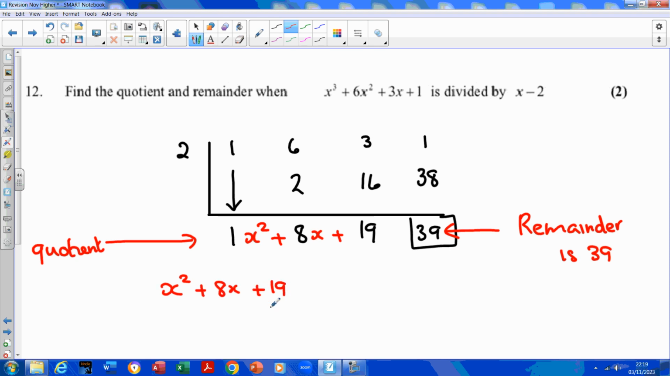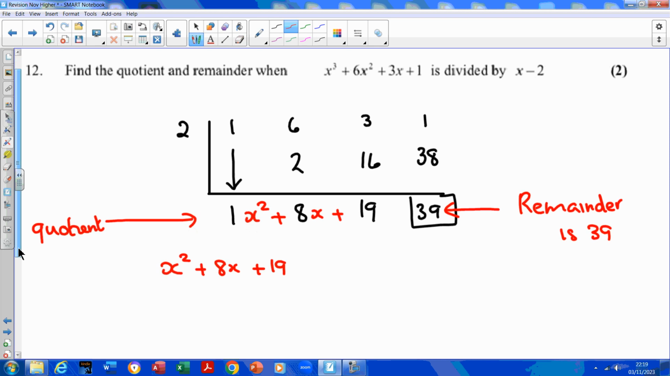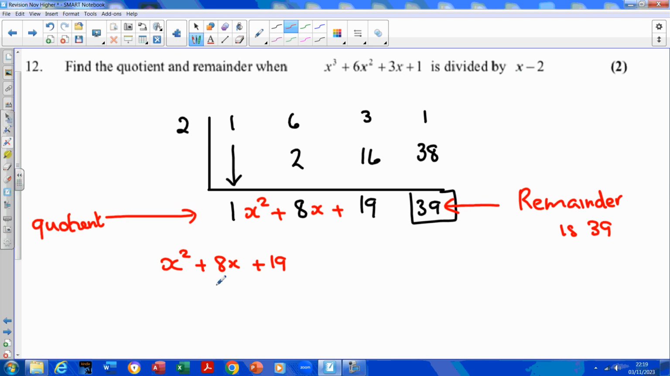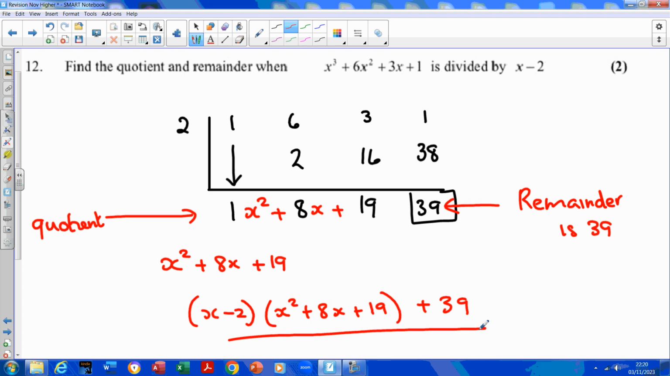Now, you can put all that together. You're not really asked to do this, but that bracket there was x minus 2. So you've got x minus 2 multiplied by the quotient x squared plus 8x plus 19. And the remainder is something that's added on, so it's plus 39. And that's what that whole thing is equal to.